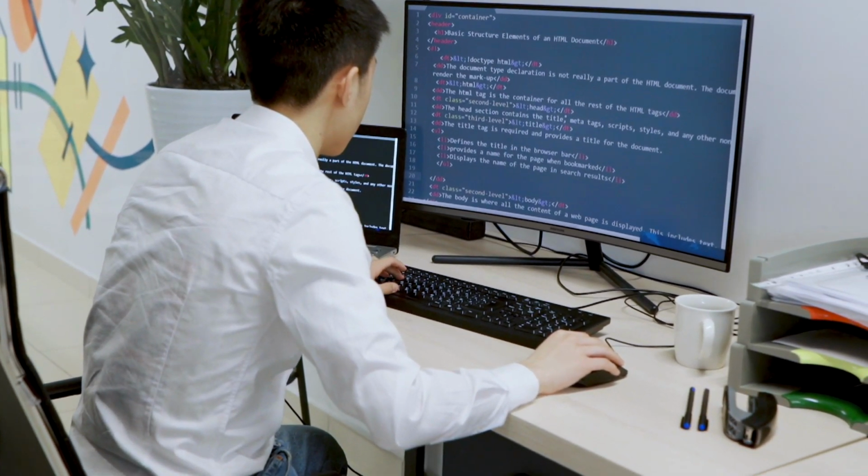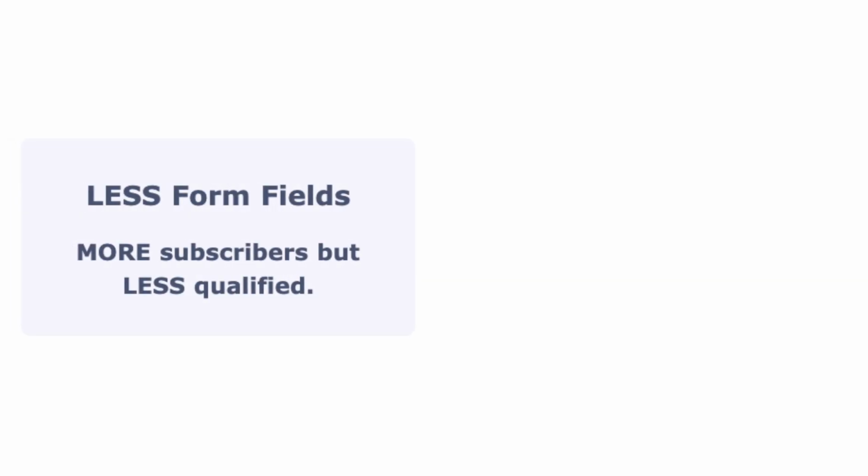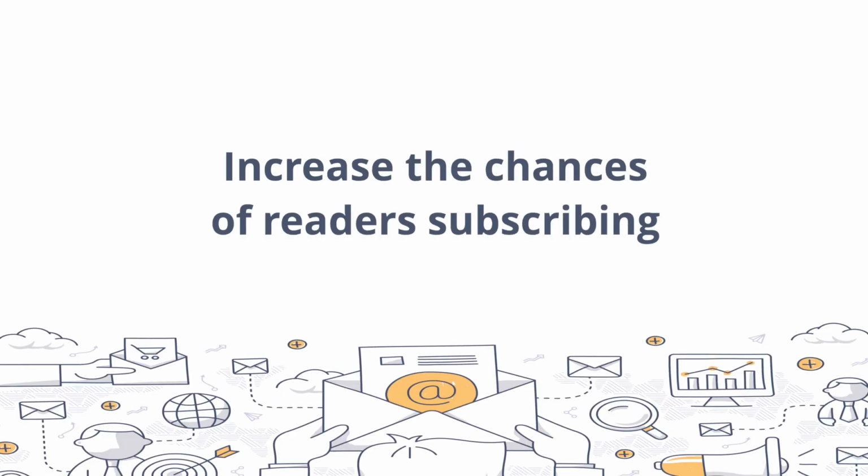However, if you have a more specific group of people you want on your list, like software engineers, for example, requiring more form fields and information will qualify them, since the average person might not go through all the work to sign up. In short, less form fields equals more subscribers but less qualified, and more form fields equals less subscribers but more qualified. Increase the chances of readers subscribing.